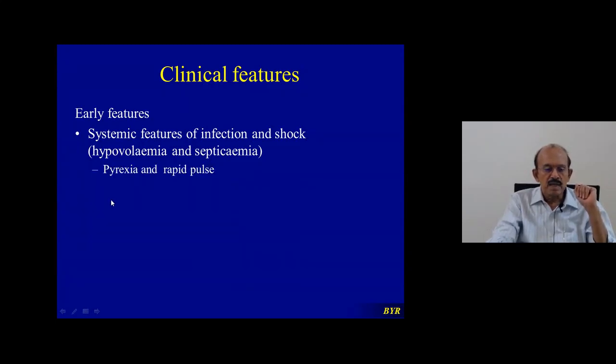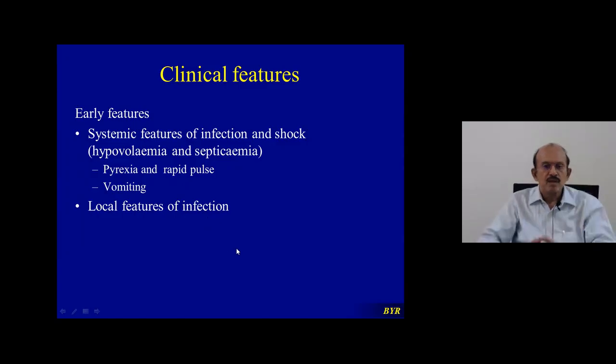So the presentation will be pyrexia with rapid pulse, vomitings because of peritonitis, and the vomitings are bilious. Local features of infection. What are the two important signs of peritonitis?